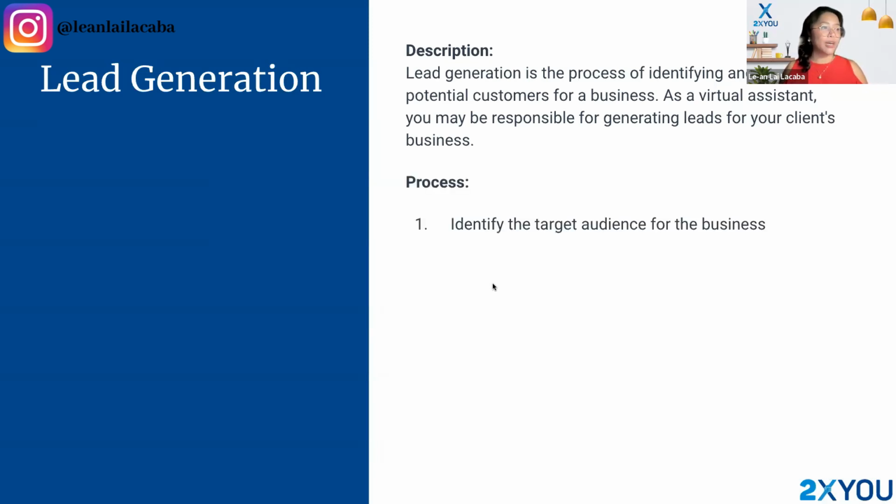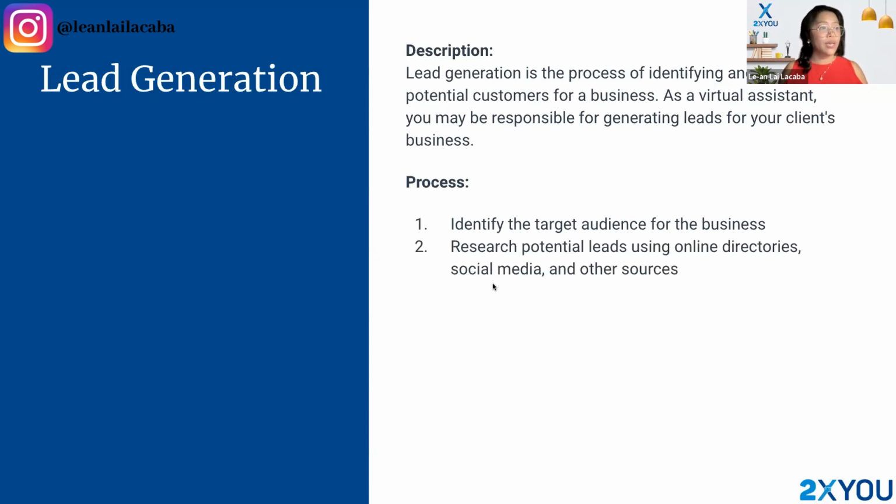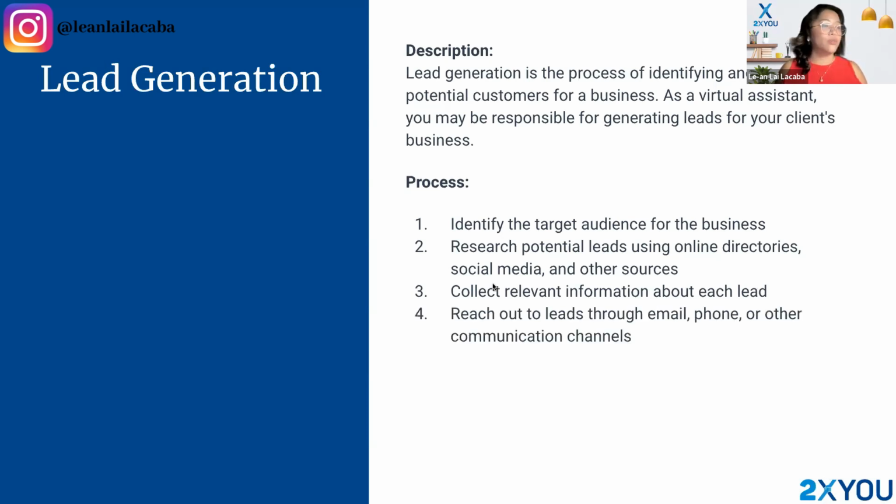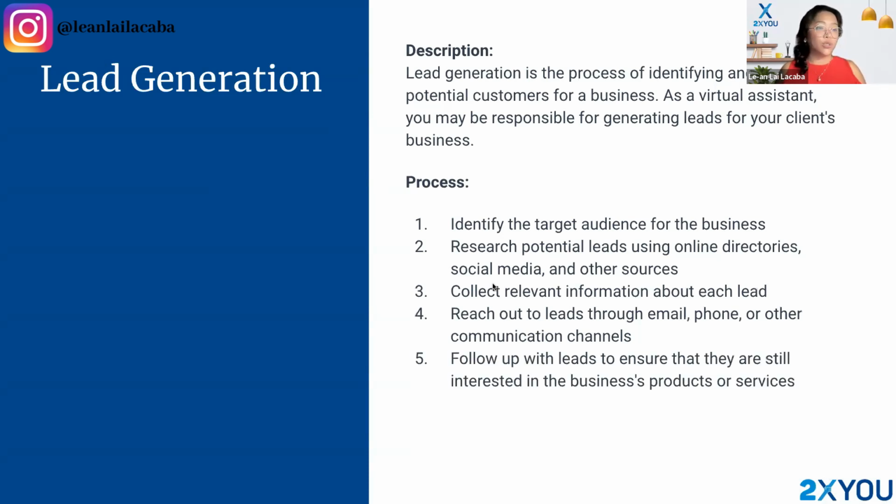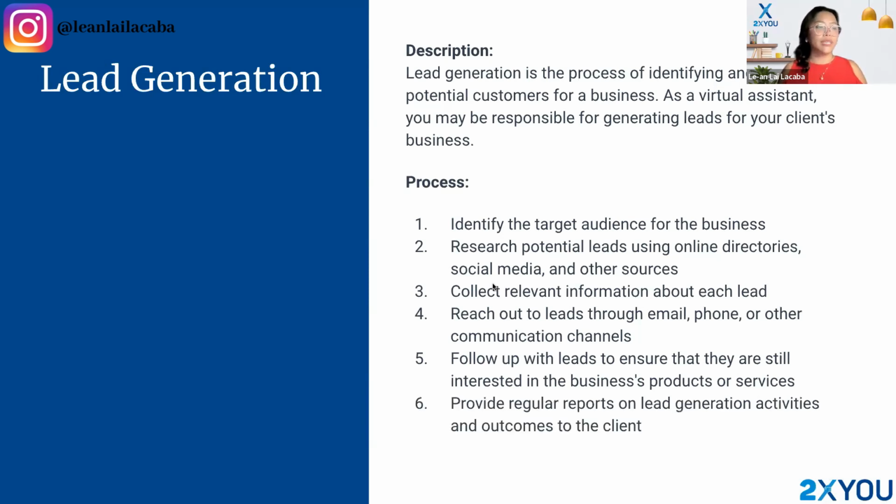So the process is: identify the target audience for the business. Who is your client wanting to work with? Start researching potential leads using online directories, social media, and other sources, like going to LinkedIn and researching who could be potential leads. Start collecting relevant information about each lead. Reach out to leads through email, phone, or other communication channels. Then follow up with leads to ensure that they are still interested in the business's products or services, and provide regular reports on lead generation activities and outcomes to the client.